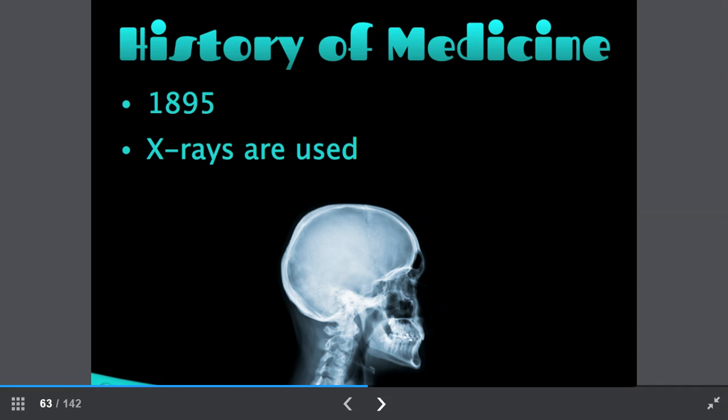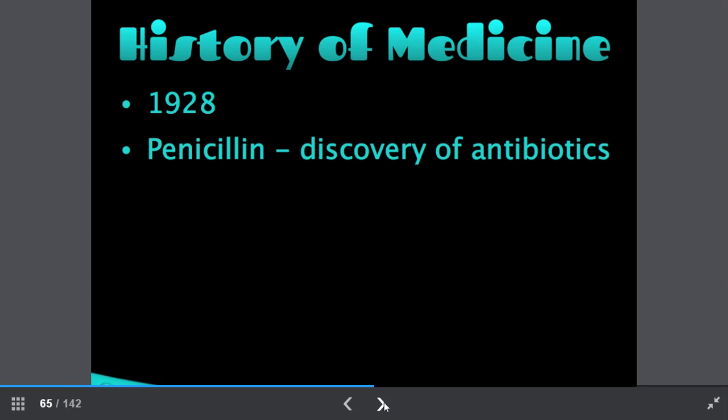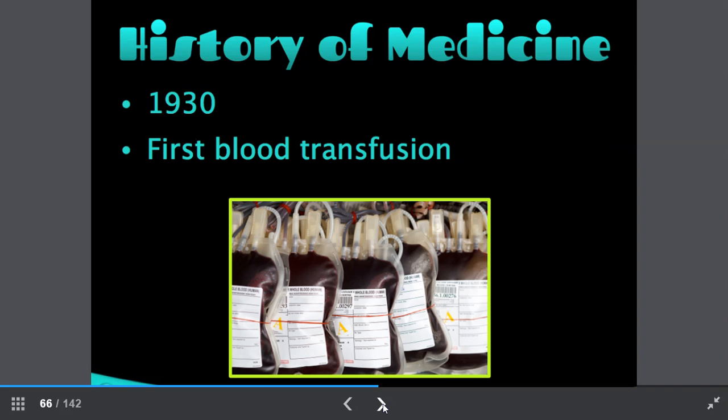In the year 1895, X-rays are used. In the year 1899, aspirin is developed. And in the year 1928, penicillin is discovered, along with the use of antibiotics. This is huge in preventing death from infection. In 1930, the first blood transfusion occurred, again, saving many lives.